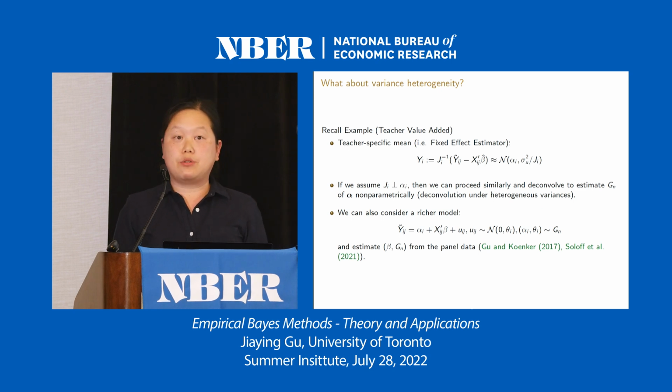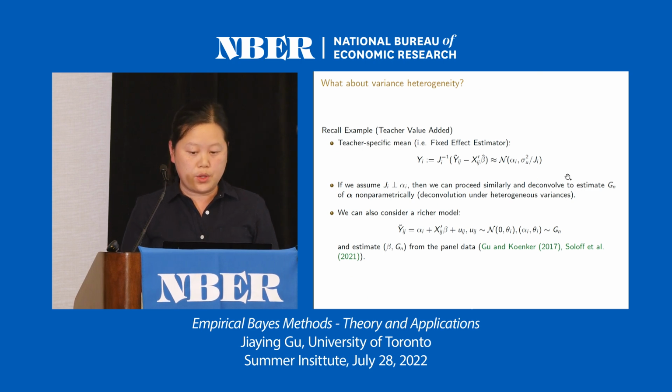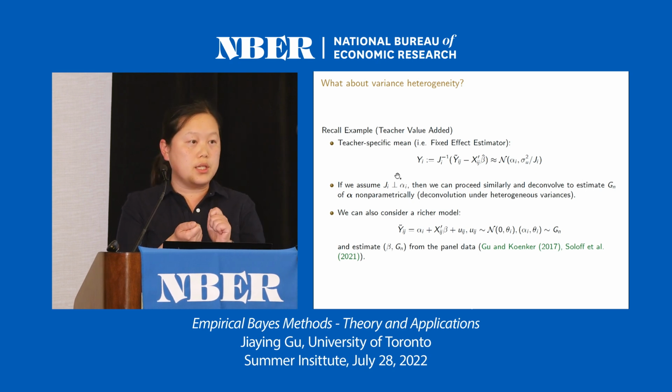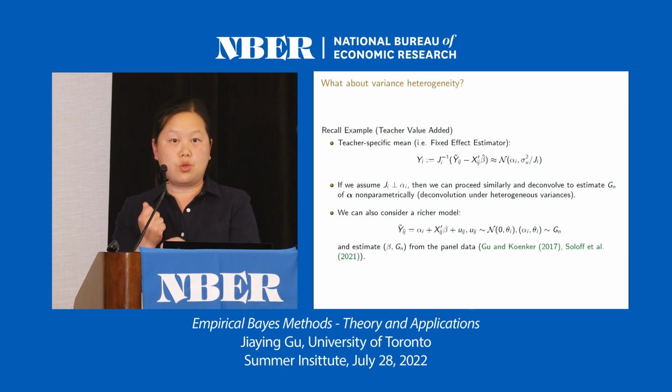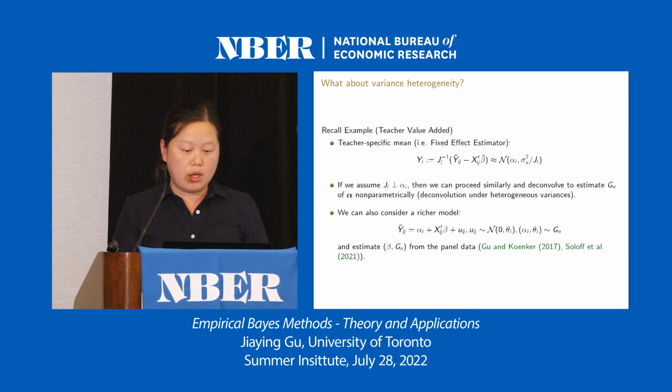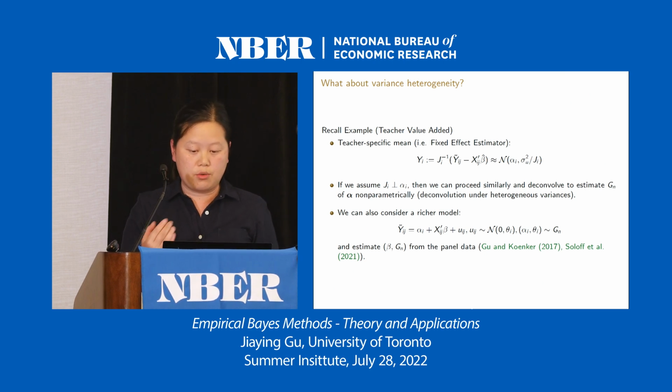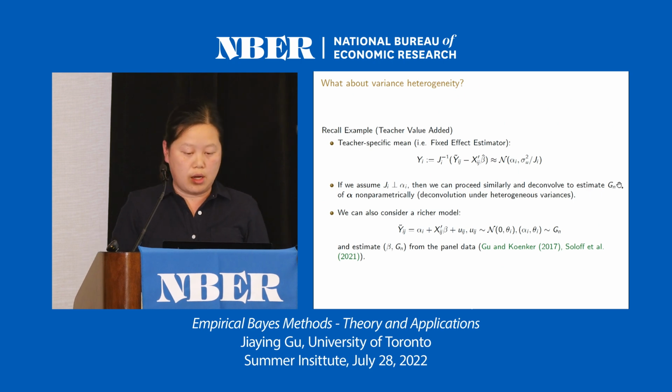Now, what about variance heterogeneity, right? So recall that I began with the teacher value-added example, where inherently we have heterogeneous variance across teachers. Different teachers teach different numbers of students. There are two ways to proceed to handle this. One is to assume that the number of students each teacher teaches is independent of his or her underlying quality. With this assumption, we can proceed similarly to deconvolve and estimate the distribution G of the alpha non-parametrically, just doing a deconvolution under a heterogeneous variance Gaussian model. So there are technical results that guarantee that that's identified and behaves well.